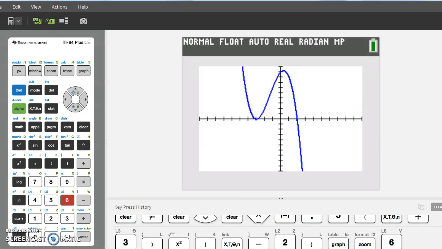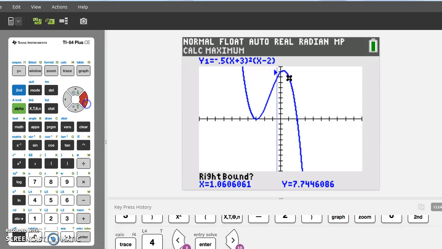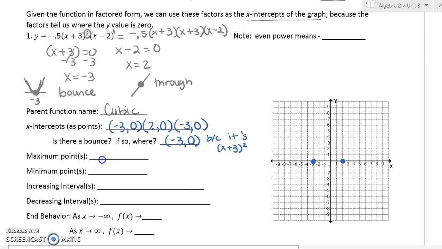There are a couple points that I want to find. One of them is a maximum point and a minimum point according to my paper. So let's start with the maximum point, which is right there. We're going to do second trace maximum, which is number 4. I'm going to do left first, enter, right of the point, enter, and enter one more time. And here's the maximum, 0.3 repeating, comma 9.25. So we'll just say 9.3. So the answer is going to be at 0.3 comma 9.3. So we're going to plot that point, 0.3, 9.3. So here is the maximum.